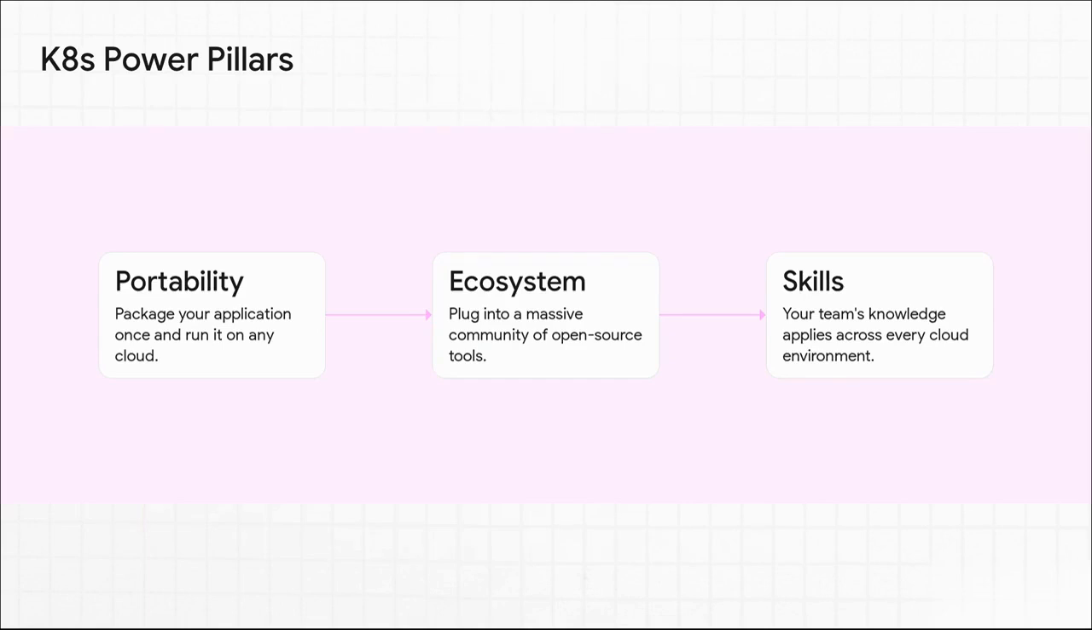And the power of this universal OS really boils down to three big things. First up, portability. You package your app one time, and you can run it absolutely anywhere that Kubernetes is installed. Second, the ecosystem. It's open source with this massive active community, so it plugs into almost any tool you could ever need. And finally, and this is a big one, skills. Your team only has to learn one system, and that knowledge applies across every single cloud.